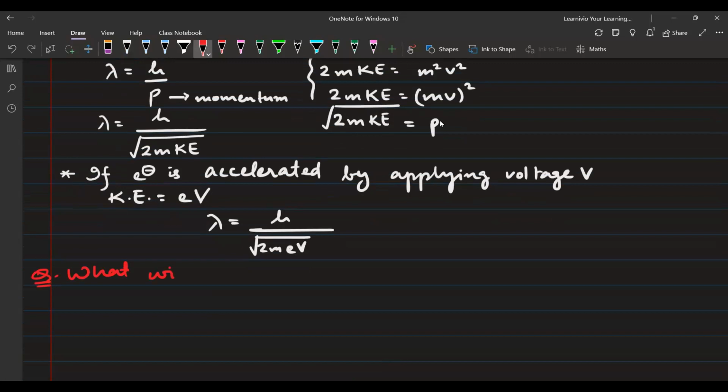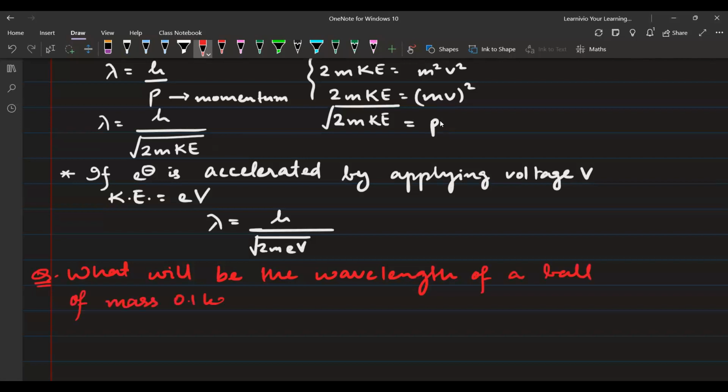What will be the wavelength of a ball of mass 0.1 kg moving with velocity of 10 meter per second?